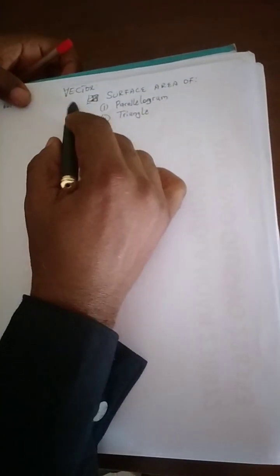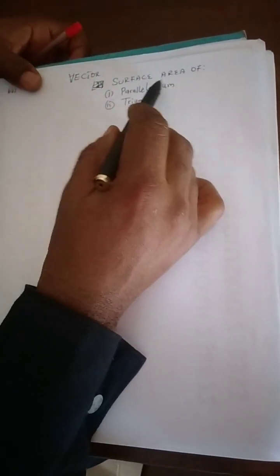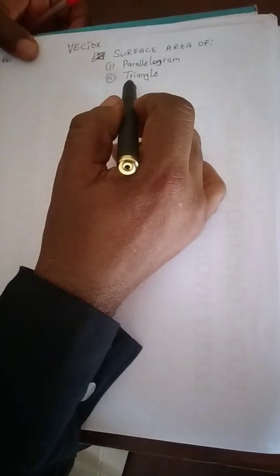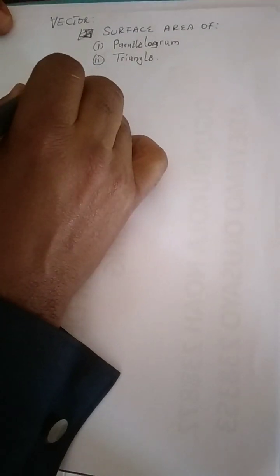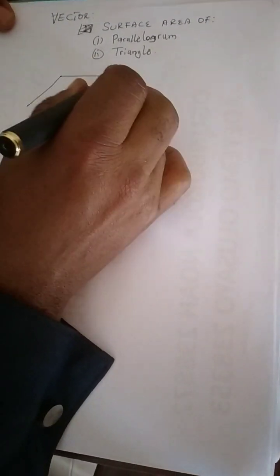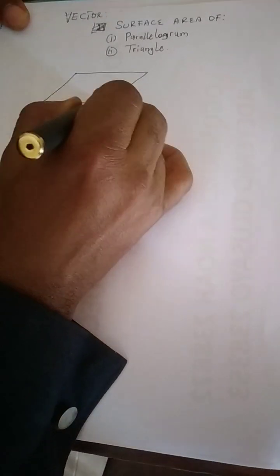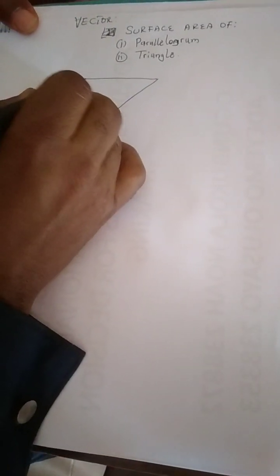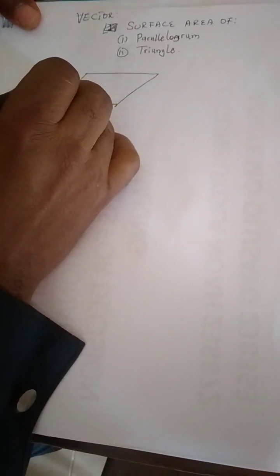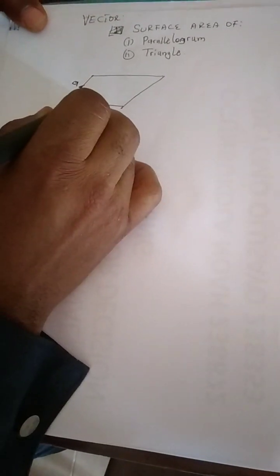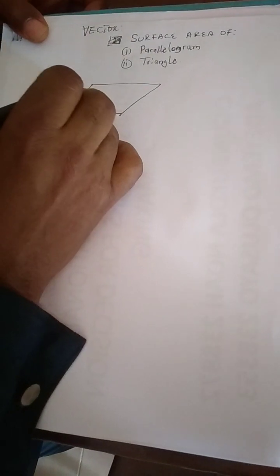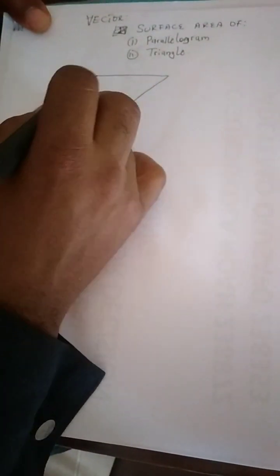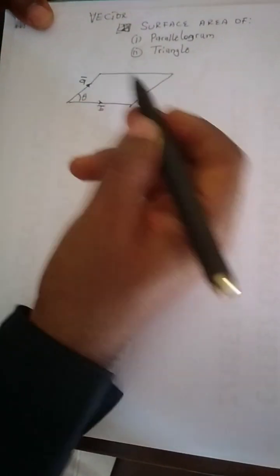A topic on vector. We can calculate the surface area of a parallelogram and that of a triangle from the vector point of view. Now let's start with a parallelogram. Let's have a parallelogram in this format. As you can see, this is the side of your parallelogram, and this particular side B. These sides are written in vector form, and let me say this is the angle theta between them.